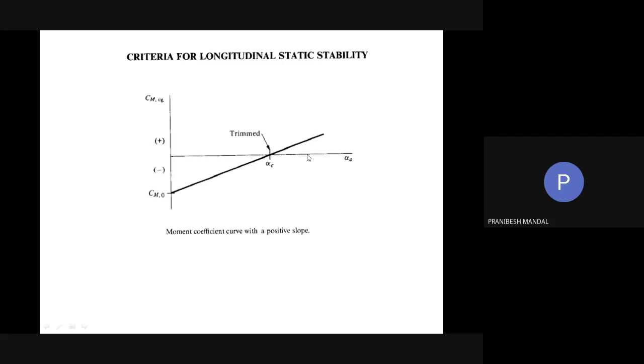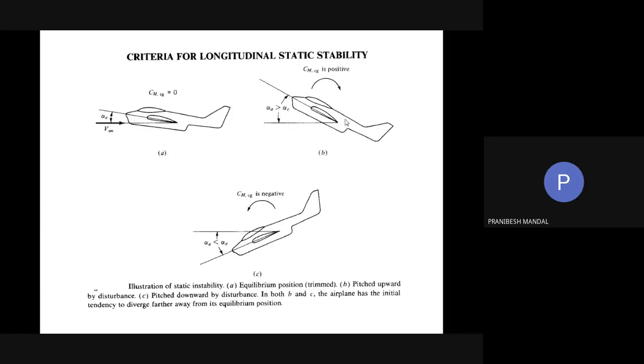Yes, sir. As per this particular graph, there will be some positive CMCG working. If alpha A is greater than alpha E, then the CMCG graph tells that the CMCG is positive. Yes or no? Yes, sir. And what is the meaning of positive CMCG? It means a nose up moment. So the nose was already up, and a further nose up moment actually starts occurring.